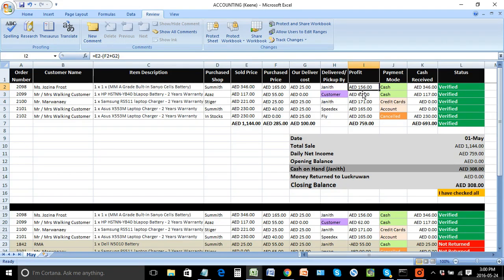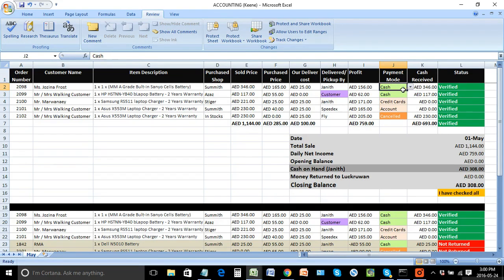And when it comes to profit, you don't have to edit. It's actually going to do the calculation. The profit, obviously, is the sold price minus the total of these two. It's pretty simple. You don't have to work on that. It's going to calculate automatically. Now pay attention here, it's very important.